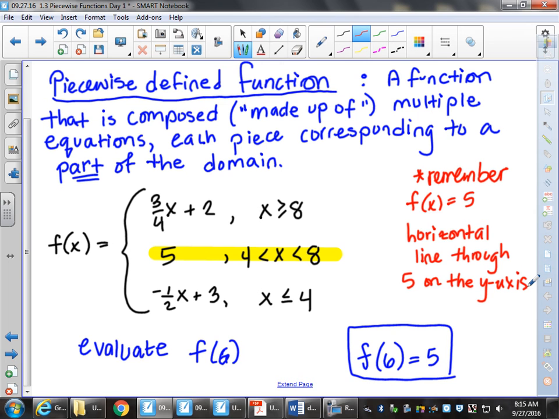How are we doing? Nice. Looks good. Very good.